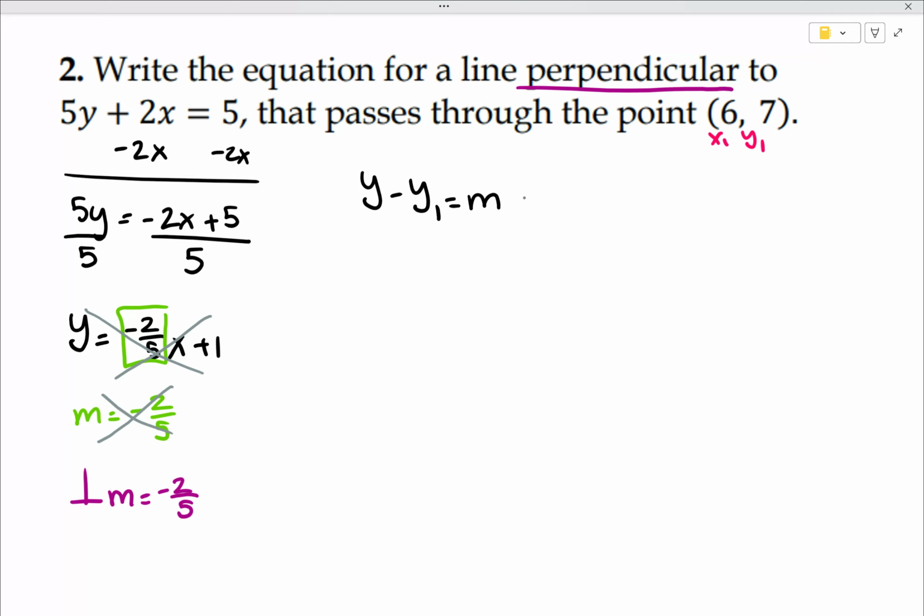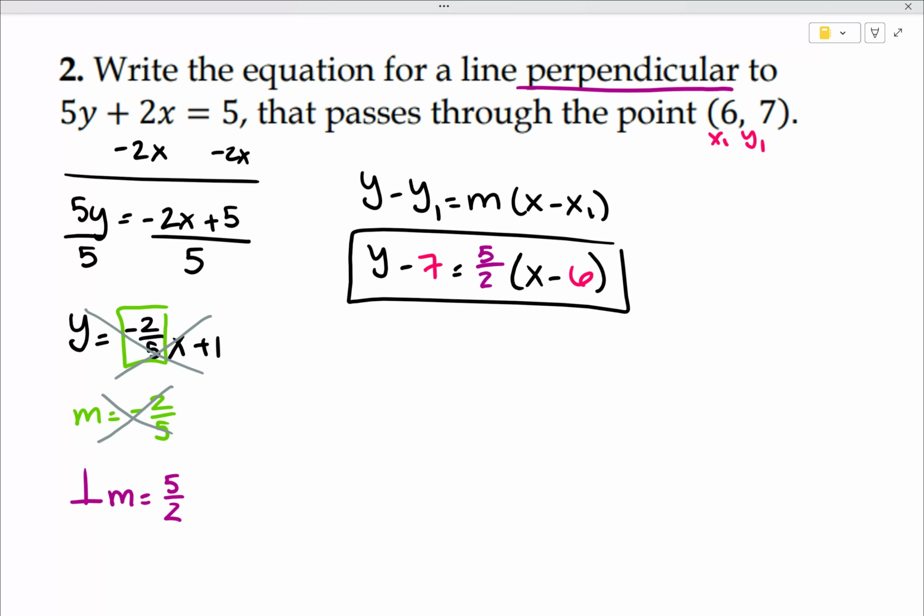Y minus y1 equals m times x minus x1. I'm going to plug everything in. Y minus 7 equals our perpendicular slope, so negative 2. Oh, I didn't actually do the perpendicular slope, you guys. Originally it was negative 2/5, so we actually make this a positive 5/2. All right, I got parallel on my mind. Perpendicular, change the sign, flip your fraction. So 5/2, there we go, easy fix. And then x minus 6. All right, if I said leave this in point-slope form, you'd stop right here.